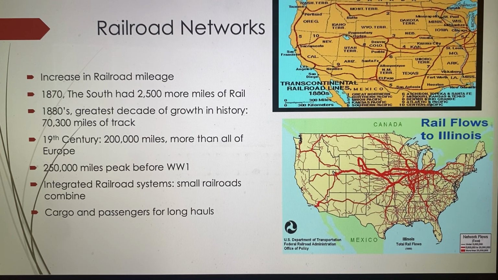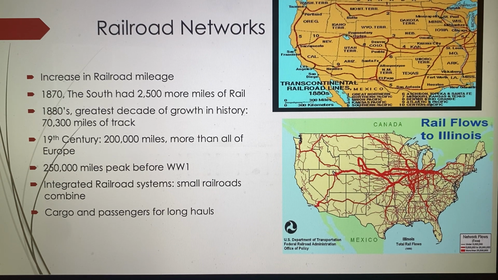In 1880, the greatest decade of growth in the history of the railroad, there was basically an extra 70,300 miles of track. Can you imagine? 70,300 is quite a lot of railroad track. In the 19th century, 200,000 miles of railroad track, more than all of Europe put together. The 19th century was the great century of a multitude of railroads all over the United States.